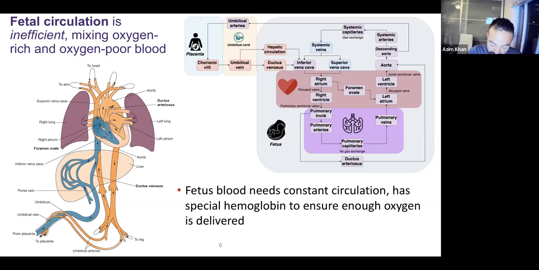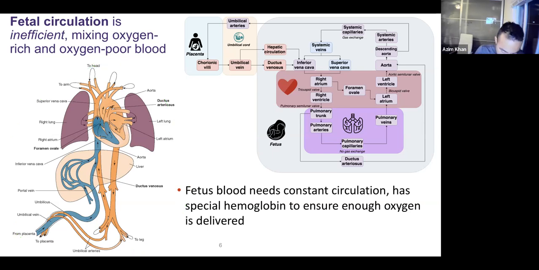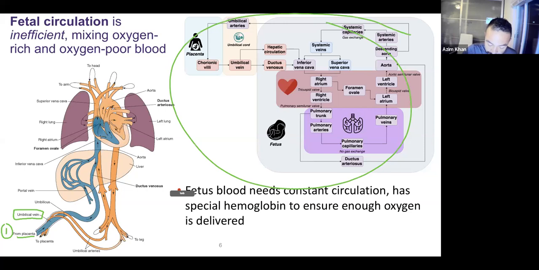If we trace the pathway here, let's look at this illustration first. We start here with the umbilical vein from the placenta. So that's step one. That blood from the placenta, let's trace where that came from. Take a look at this diagram up here.